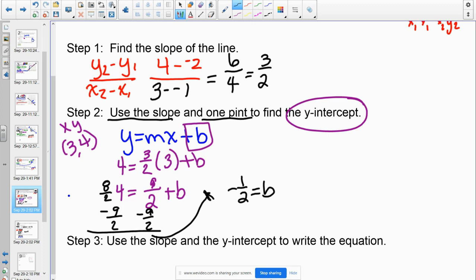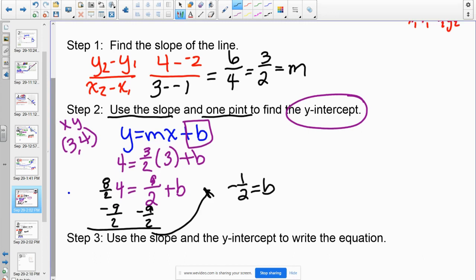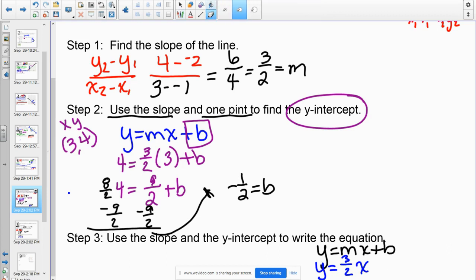So good news, we know our slope up here and we know our y-intercept, so now we can make the equation easily. We're just going to plug in what we know. So y equals mx plus b. Y, remember, stays as y because that's the variable for the y-axis. The slope is 3/2 x, and then plus a negative if you want to, but I prefer just writing minus 1/2. So that's my final answer: y equals 3/2 x minus 1/2.